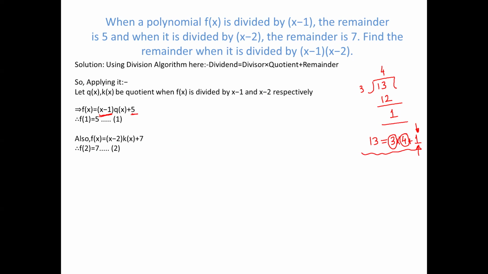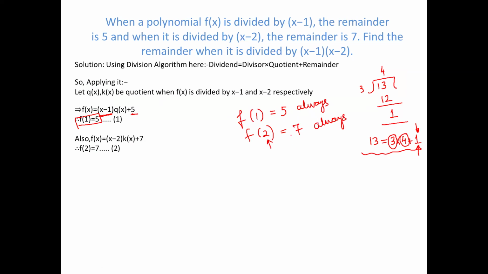When we substitute 1, we get 5. When we substitute 2 in the dividend, the remainder is 7. We do not know what form the dividend is, but these two things are pretty well known to us. So we will write this down and use it later on. This will always be true, and this function attains the value 7 when 2 is the value of the variable.